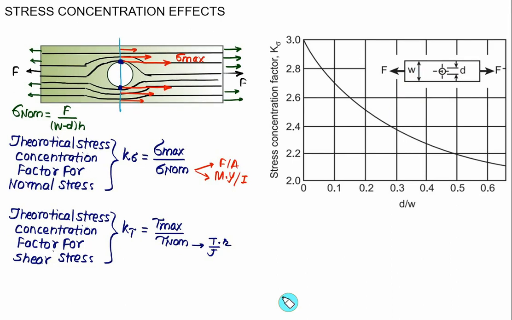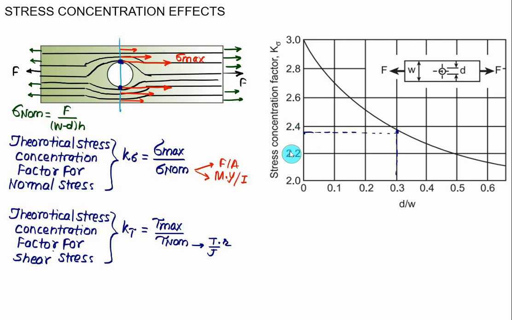So we can calculate the stress concentration factor using the known values of the hole diameter and the width of the plate. You just have to locate that value. Suppose we have d by w equal to 0.3, then you locate the point on the graph, and correspondingly you can record the value of the stress concentration factor, which is very close to 2.4.